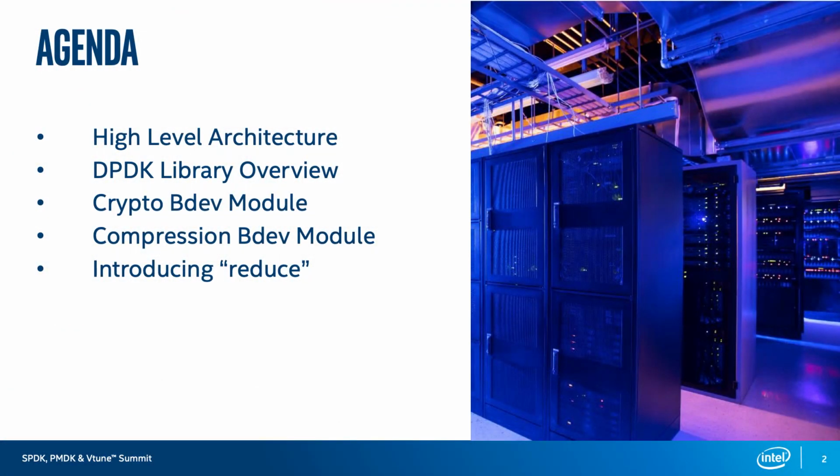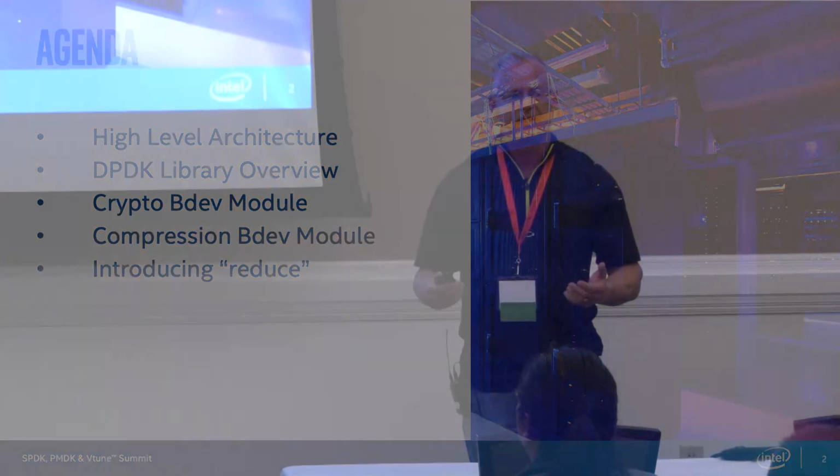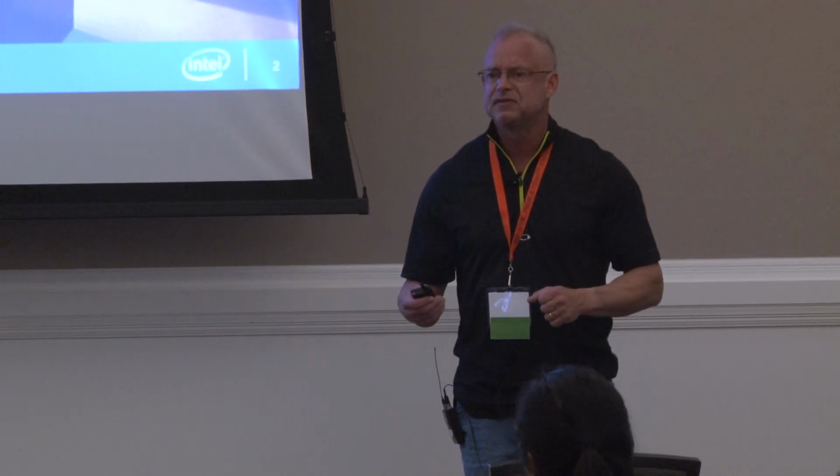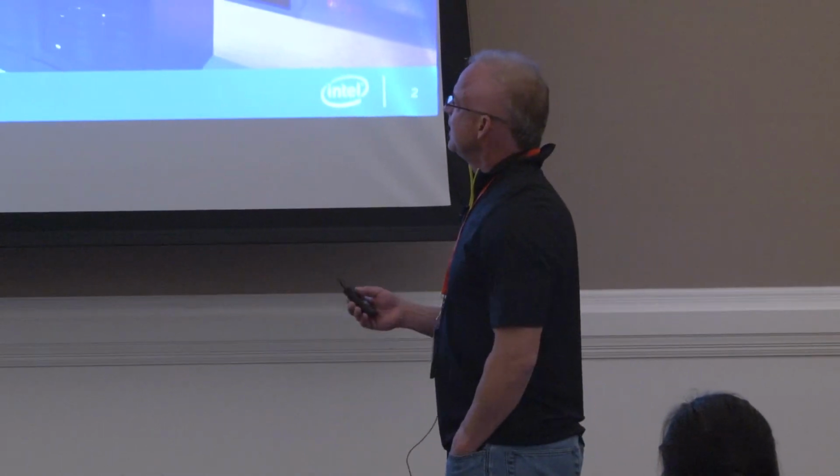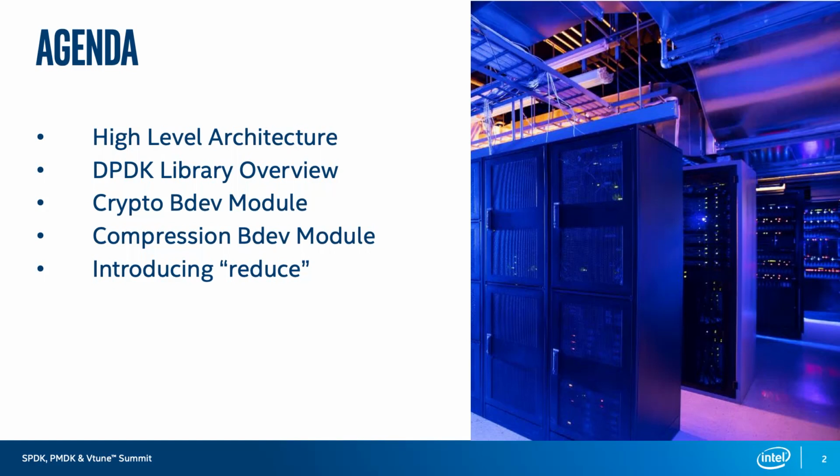Okay, so what we're going to go over is the high-level architecture of what we've done with compression over the last, I don't know, 6 months, Jim, we've been working on this? And I'll start with a DPDK library overview, and then a slide on the crypto BDEV, which we introduced last year, just so you can see the similarities and how we follow the same design pattern, both in use of virtual BDEVs and of DPDK. So one led right into the other very nicely. And then Jim's going to go through the details of the reduce library, which I'll save the thunder on for him.